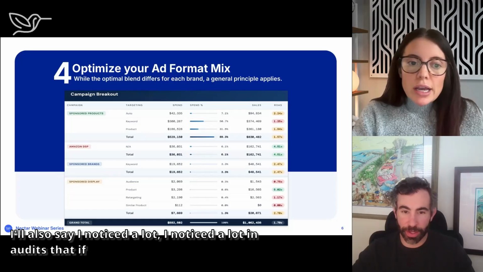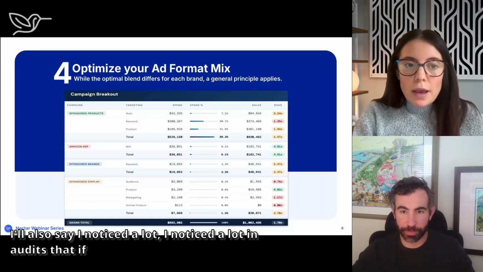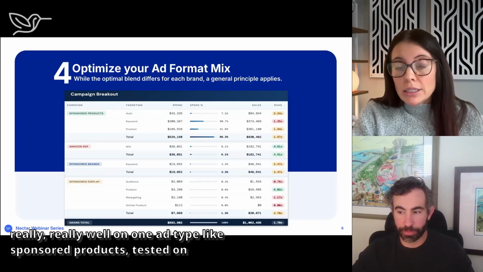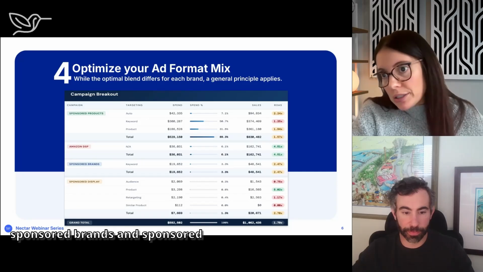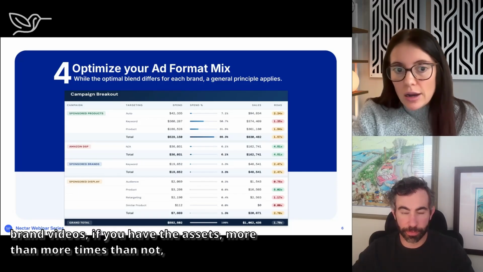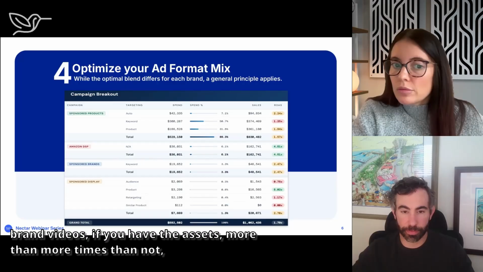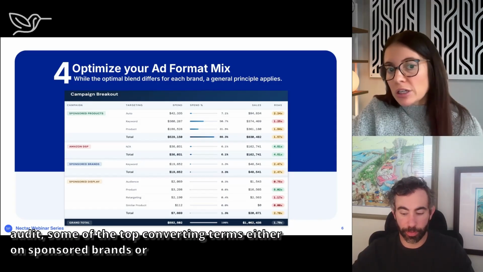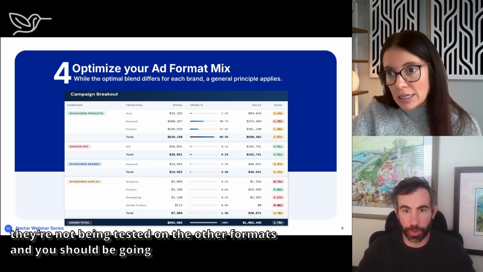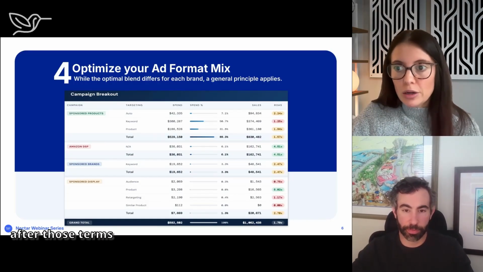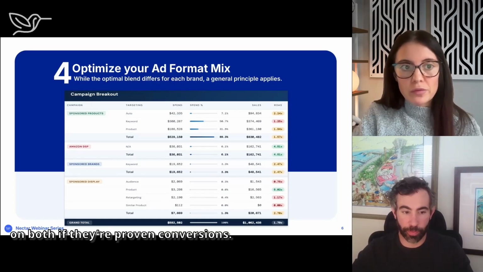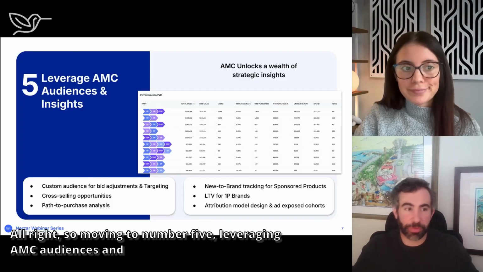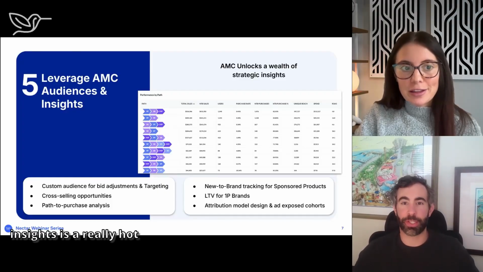Go ahead. Sorry. I'll also say I notice a lot in audits that if something is working really well on one ad type, like sponsored products, test it on sponsored brands and sponsored brand videos if you have the assets. More times than not, when I'm doing an audit, some of the top converting terms on sponsored brands or sponsored products are not being tested on the other formats, and you should be going after those terms on both if they're proven conversions.